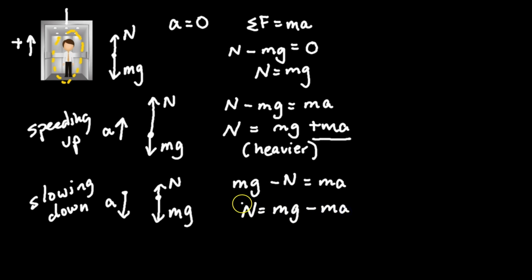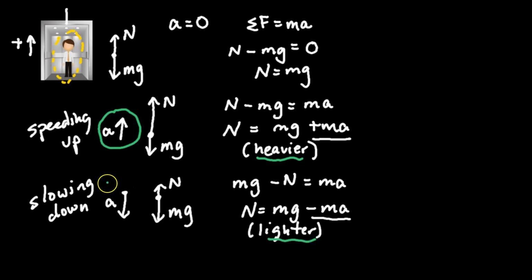Now remember that when we're going at constant speed or not moving, the normal force is equal to the gravity force and they balance. But notice, take a look right here. What happens over here? We're subtracting ma. So when the acceleration is down, we're going to subtract this ma, and that's going to cause the person to feel lighter. So the key idea here is that a person will feel heavier if the acceleration is upward, and the person will feel lighter if the acceleration is downward.